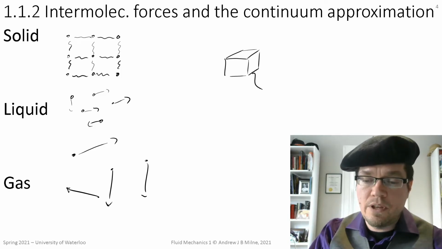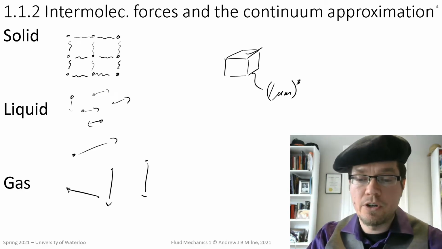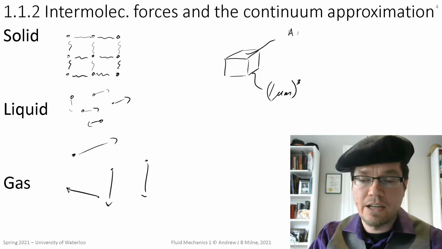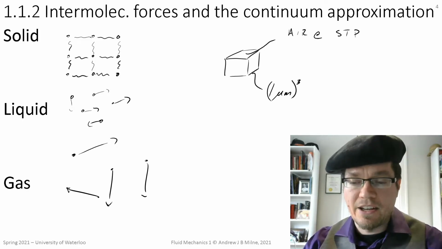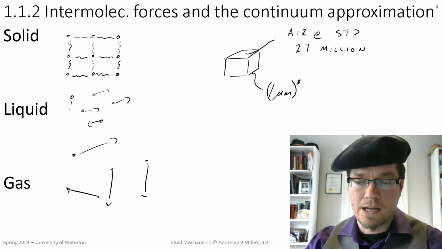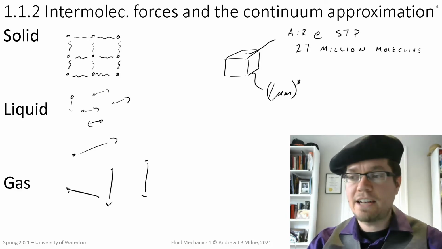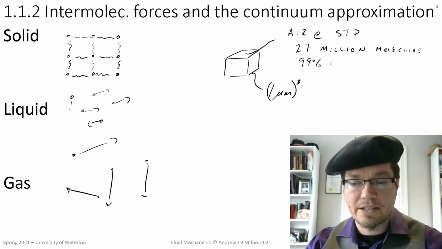So if you think of a cube that is 1 micrometer on a side, how many molecules of air do you think there would be in that? So air at standard temperature and pressure, in that 1 micrometer cube, there are 27 million molecules. And if that's not crazy enough to think about, it's 99% empty space.